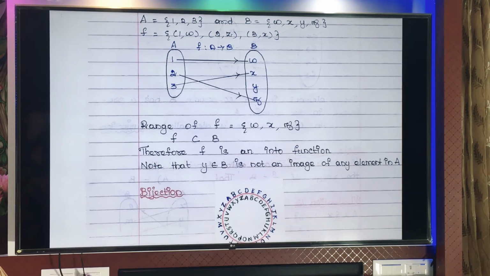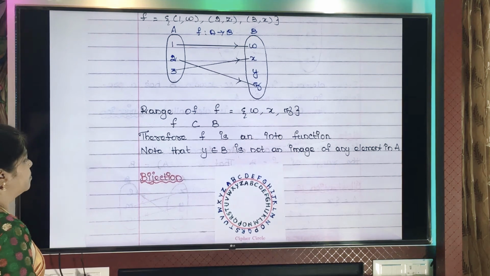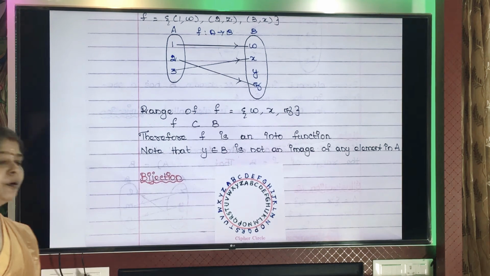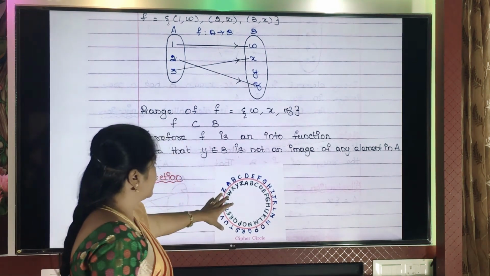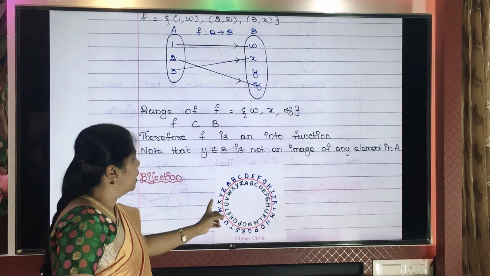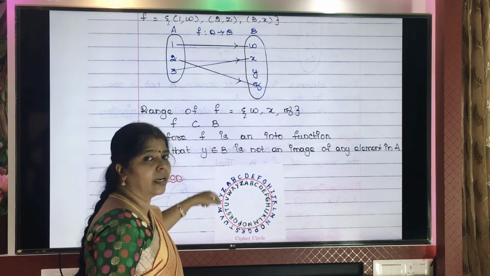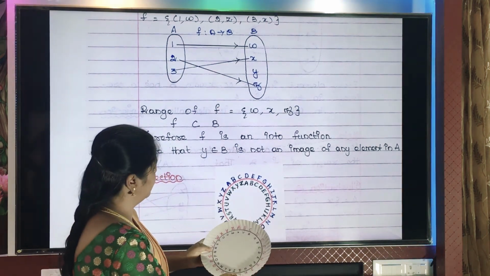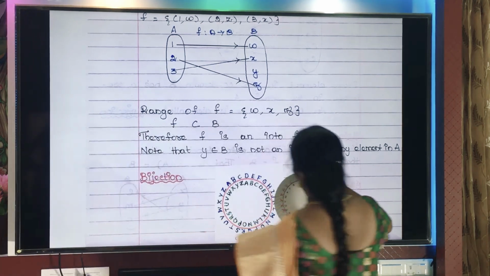Okay. Now let us get into the concept of bijection. To understand this bijection, in your book they have given a concept called cipher circle. Can you see a circle here? A red color circle. Letters are written inside the circle as well as outside. This concept I have done here. I will show it. A similar one I have made.